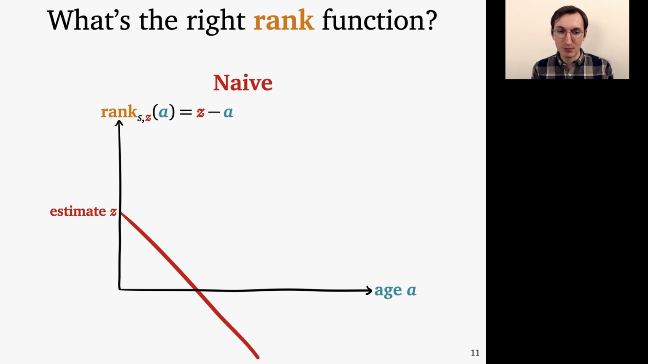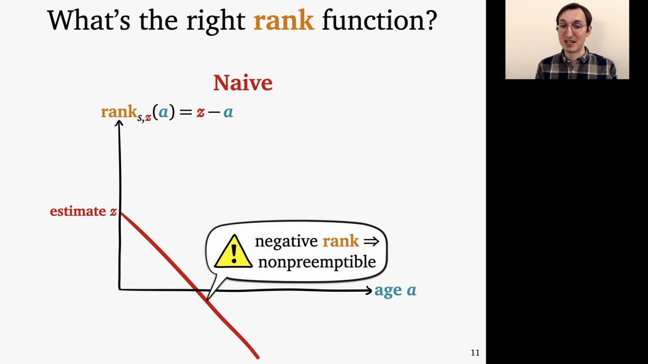And we might hope that naive performs well because Z is close enough to S that Z minus A is close enough to S minus A, and the scheduling policies should do basically the same thing. But unfortunately, it turns out naive is not even consistent. And the big problem with naive is that its rank can go negative. So what happens when a job has negative rank?